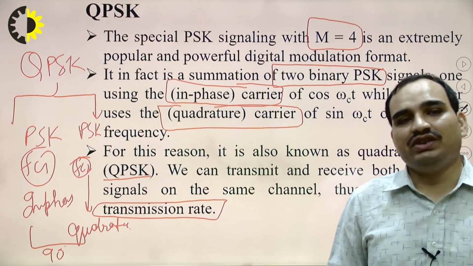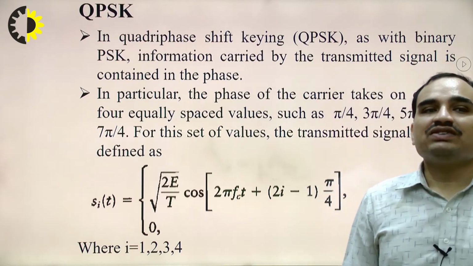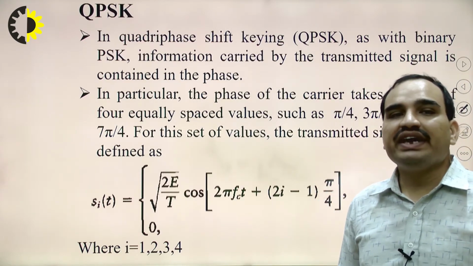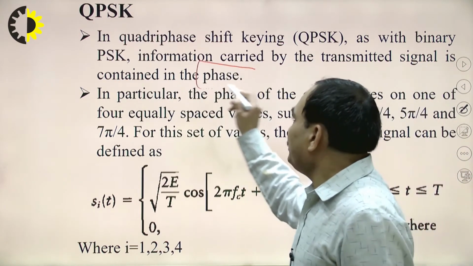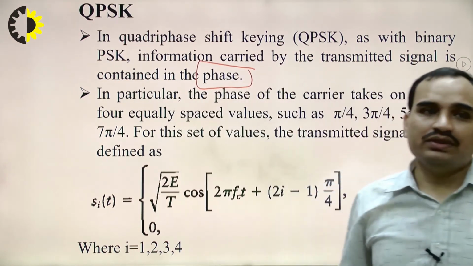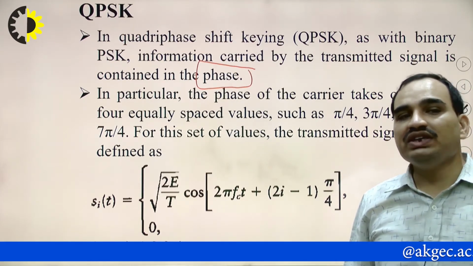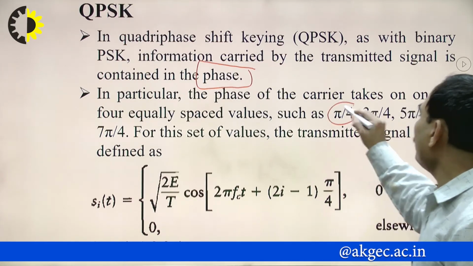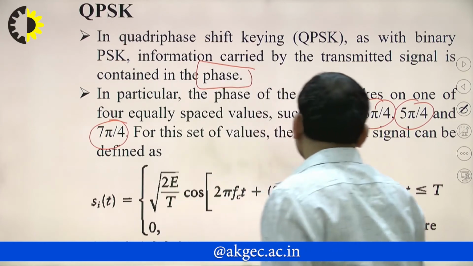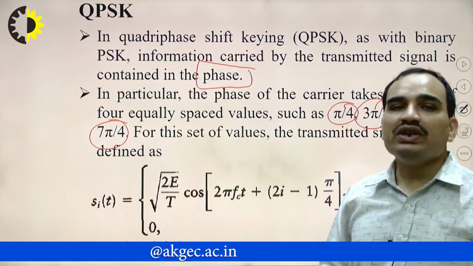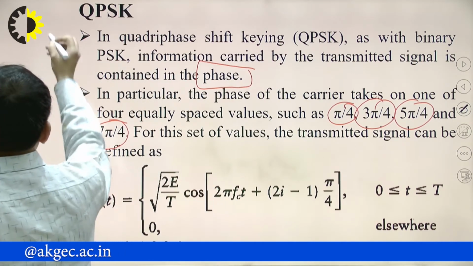same bit interval. In QPSK, as with binary PSK, the information carried by the transmitted signal is contained in the phase. So information is held by the phase. In particular, the phase of the carrier takes on one of four equally spaced values, that is pi by 4, 3 pi by 4, 5 pi by 4 and 7 pi by 4. So we have four different phases holding four different symbols, so four levels.